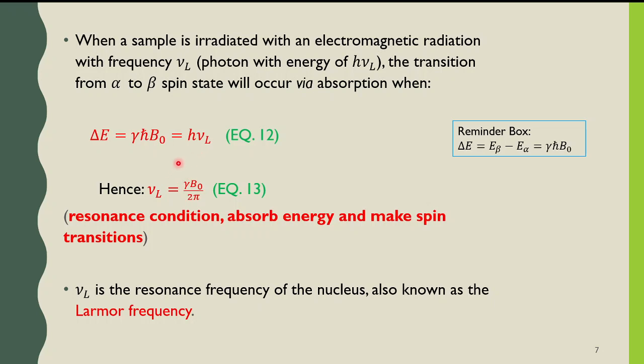Okay, and if you rearrange the equation, you will get this equation 13. This is known as the resonance frequency, or better known as the Larmor frequency, and that's given by gamma B naught over 2 pi. Again, this is another equation which is very important that I want you to remember. But in case you can't remember where this comes from, you just have to remember the resonance condition here, and you can derive it.